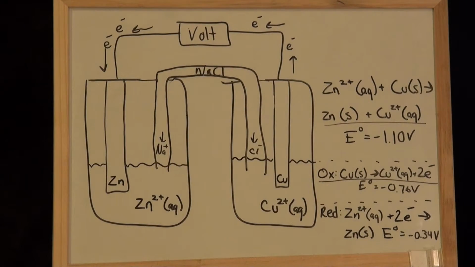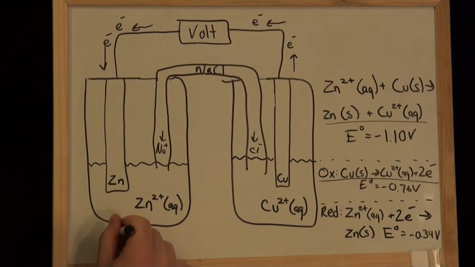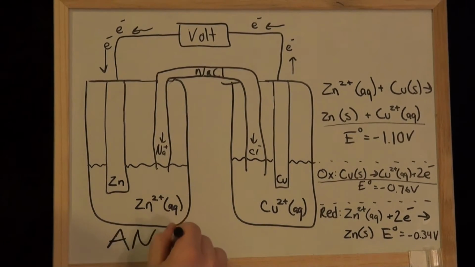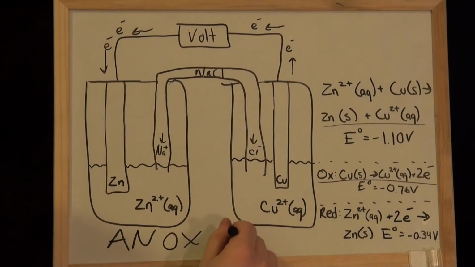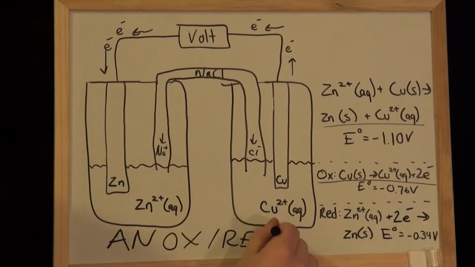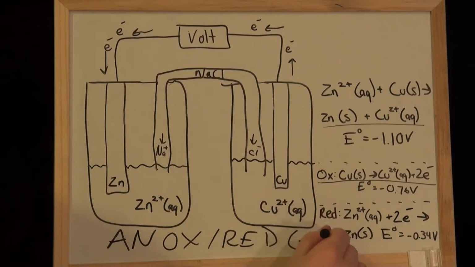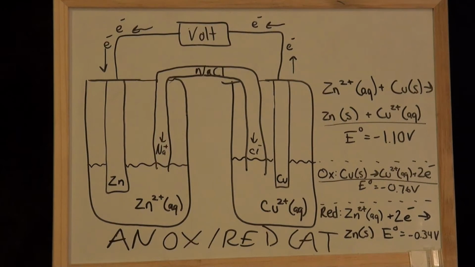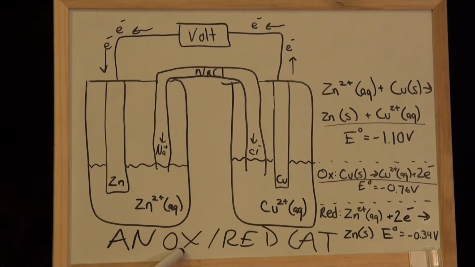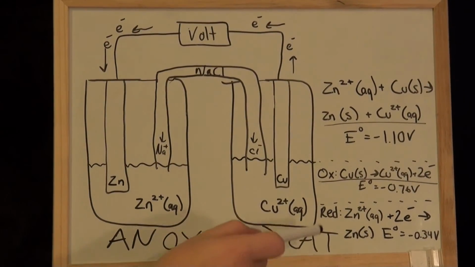And remember, just like in galvanic or voltaic cells, you have the An Ox Red Cat rule. You have this little trick to remember what happens. At the anode, oxidation occurs, and reduction occurs at the cathode.